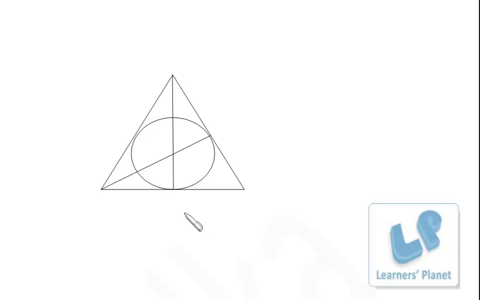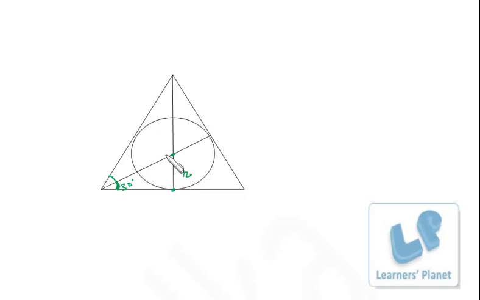Now we find the relationship between the altitude of an equilateral triangle and the radius of the incircle, right? Now this is an equilateral triangle and this is the incenter, so this entire angle must be 60 degree, so this angle must be 30 degree, right? This is the inradius, that is r.